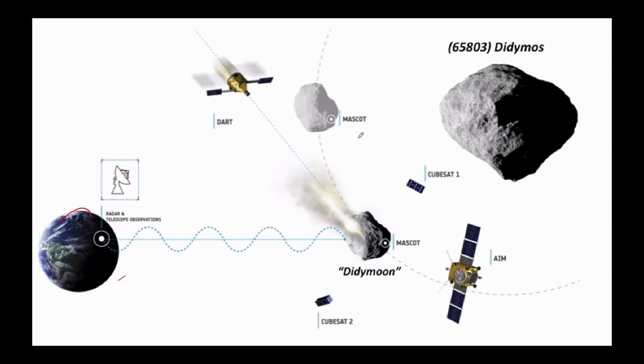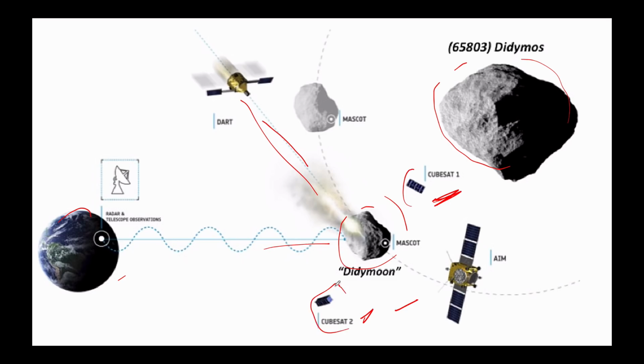This is our Earth. This is the bigger Didymos asteroid. These are the group of asteroids. This is the smaller one. Here we will give an impact with this spacecraft, and then the second, these CubeSat satellites, will be there to measure the impact. These CubeSats will see the impact at the moment, and after that this spacecraft will check the site, like post crash what happened.